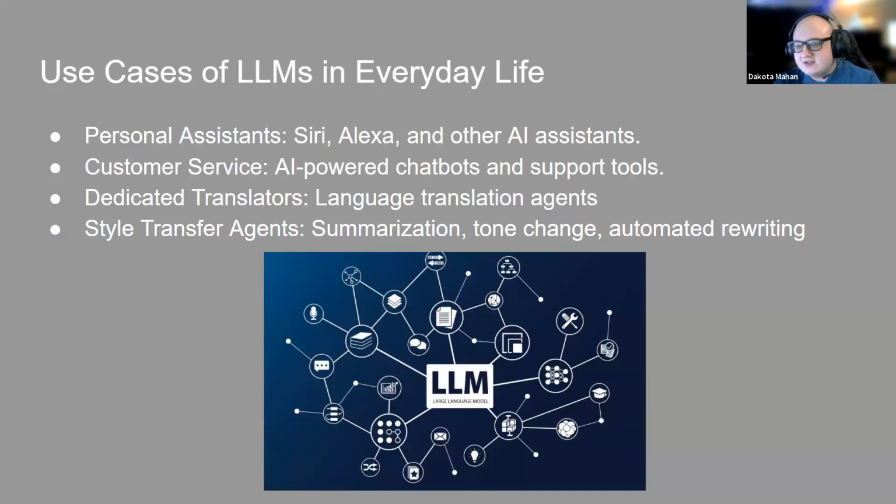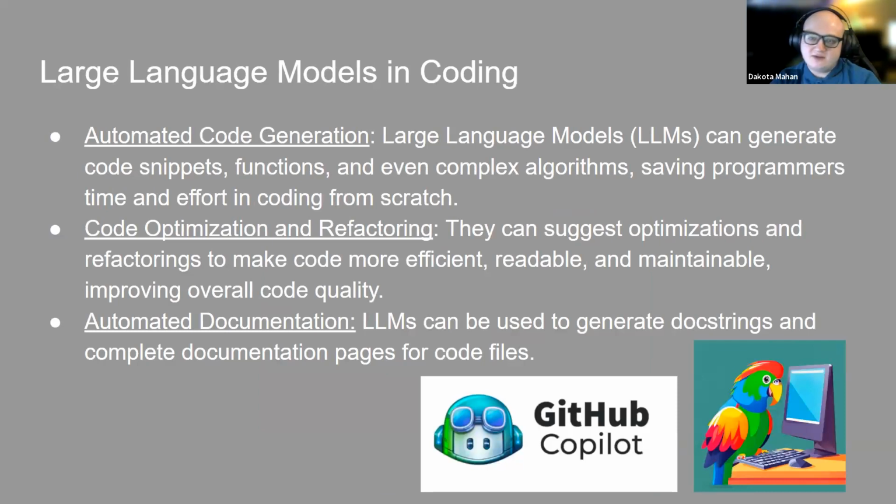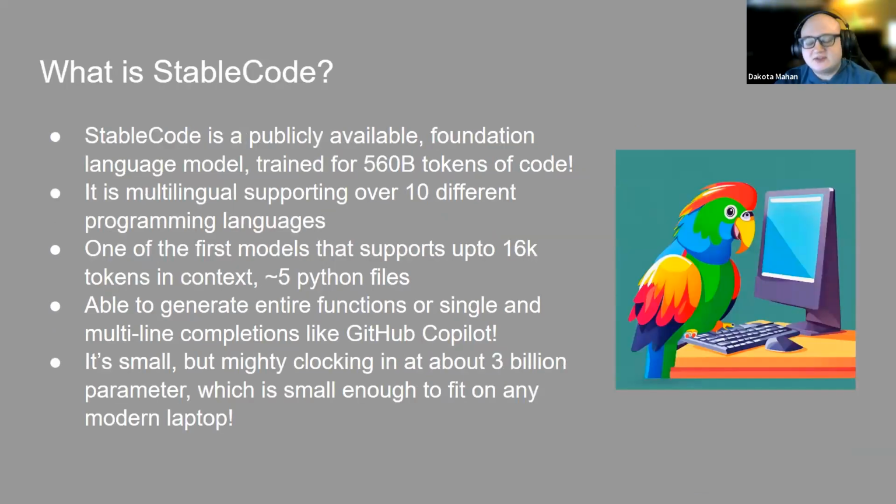And then style transfer agents. So, summarizing text, changing tone of text, rewriting text, all those things are being used by large language models nowadays. And then, yeah, large language models and coding. So there's a lot of stuff going on nowadays: automated code generation, code optimization and refactoring, and automated documentation. I think most people here have used GitHub Copilot, or at least heard of it, and I've seen it generate entire functions from scratch. I think some people here are probably seeing agents being used to generate pull requests, among other things. So it is definitely an exciting time here for code language models.